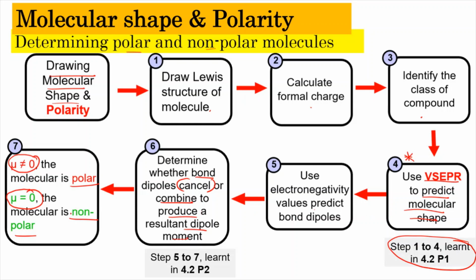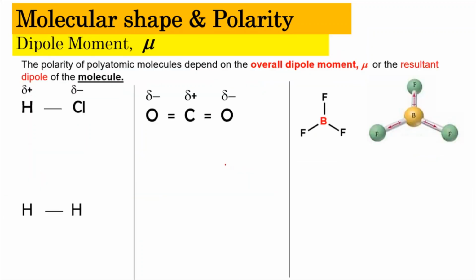Alright, so now let us look into a few examples in order to understand step 5, step 6, and step 7. As mentioned, the polarity of the polyatomic molecule will depend on the overall dipole moment, mu, or the resultant dipole of the molecule. So when mu is equal to 0, then it is a non-polar molecule. If mu is not equal to 0, then it is a polar molecule. So this is the thing that you should know.